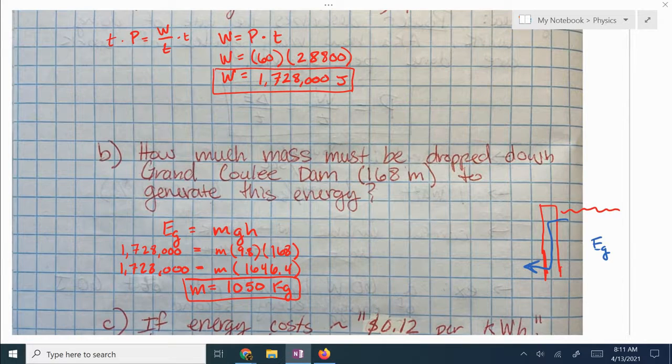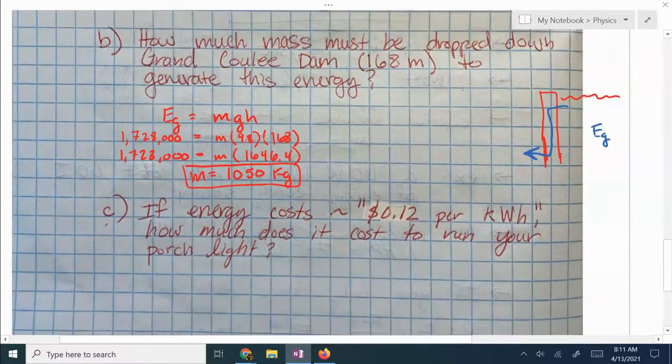So to keep your porch light on all night, the dam has to let through about 1 ton of water. So, all right, that seems like a lot, right? 1,000 kilograms. I realize that we're not super familiar with kilograms, but 1,000 kilograms is approximately equal to 2,000 pounds, very roughly. That seems like a lot of water to have to let through the dam.